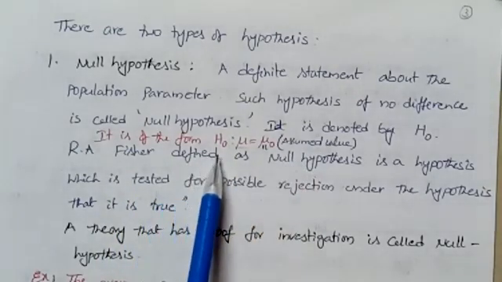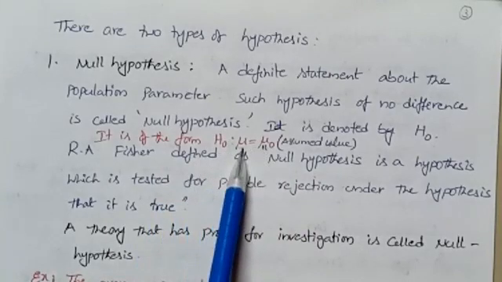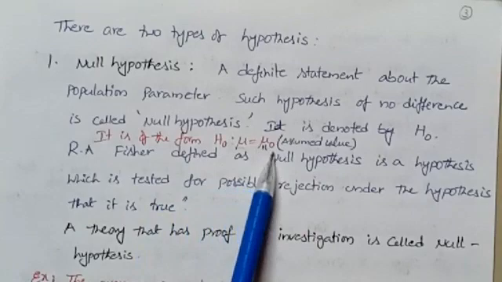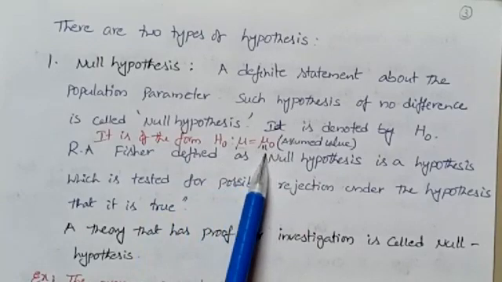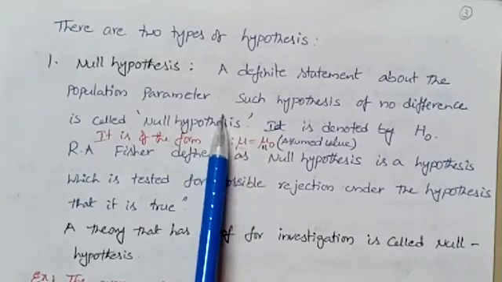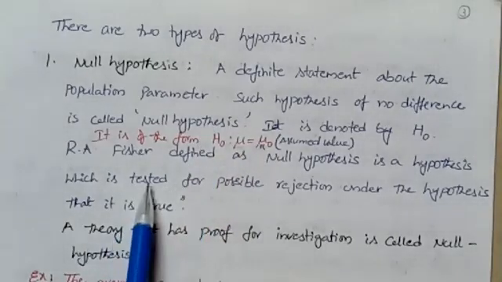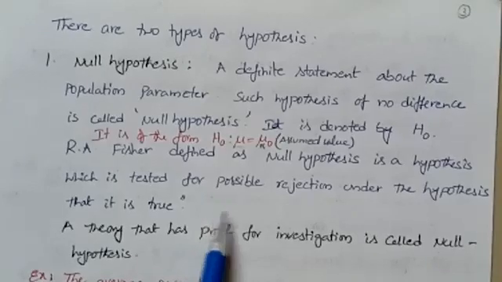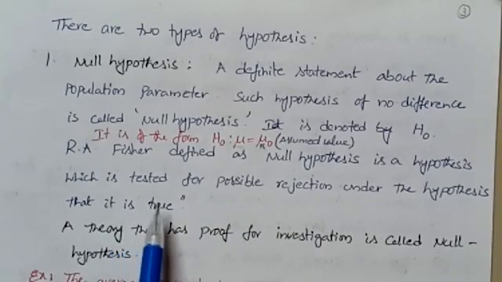It is of the form H naught: mu is equal to mu naught. Mu is the population mean and mu naught is the assumed value. These two are equal. There is no difference between these two. That is null hypothesis. According to Fisher, he defined this null hypothesis as a hypothesis which is tested for possible rejection under the hypothesis that it is true. That means the theory we have for investigation is called null hypothesis.